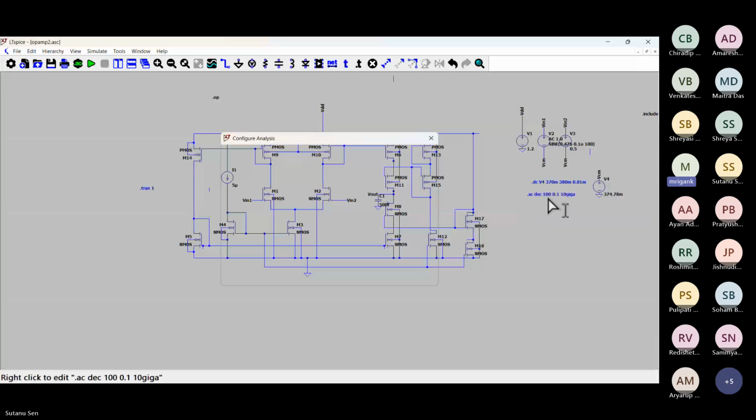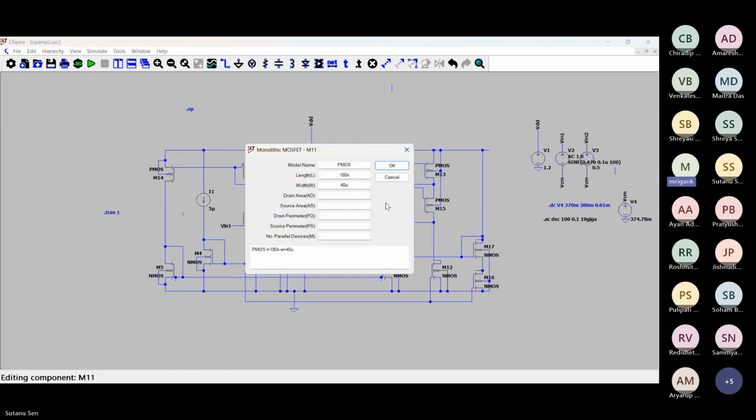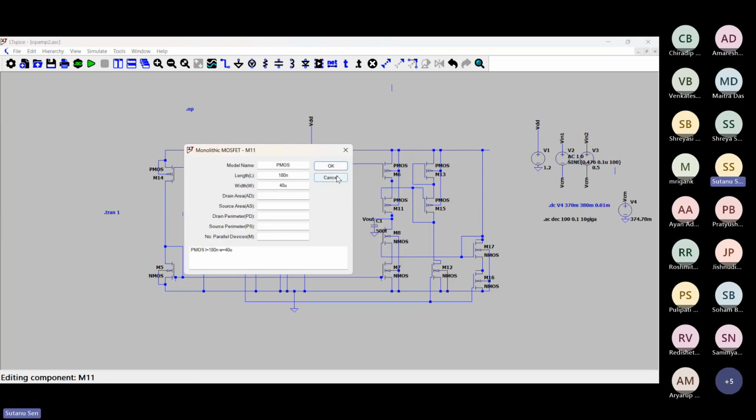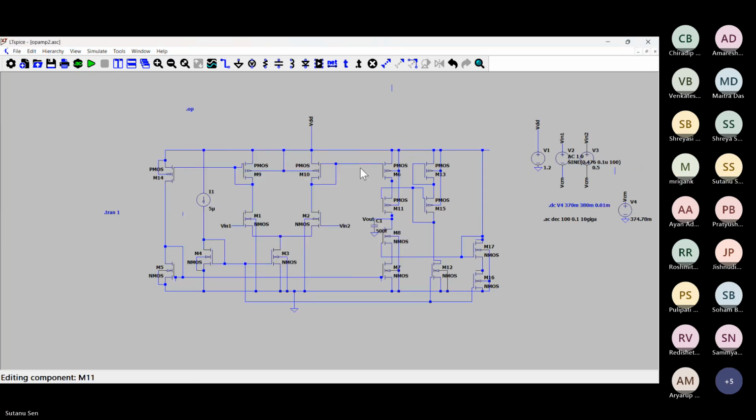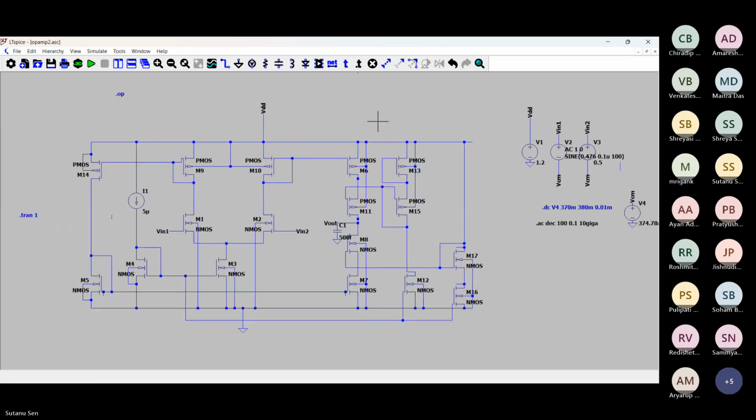And output side, let's see the devices. Output side length is 180 right now. Yes, sir. So all of them have 180 length. Okay, so you can maybe try to simulate now. You will get some reduction in the gain, not so much.